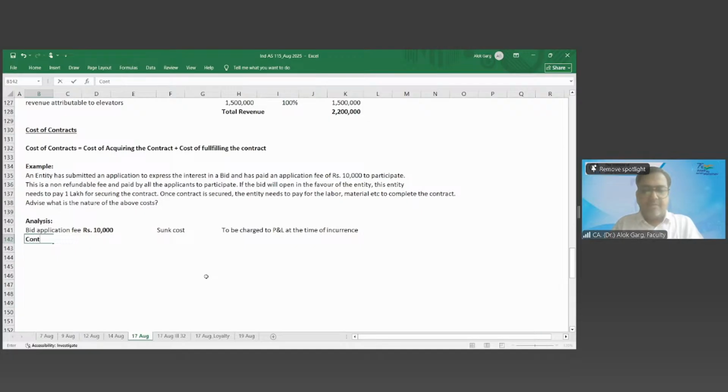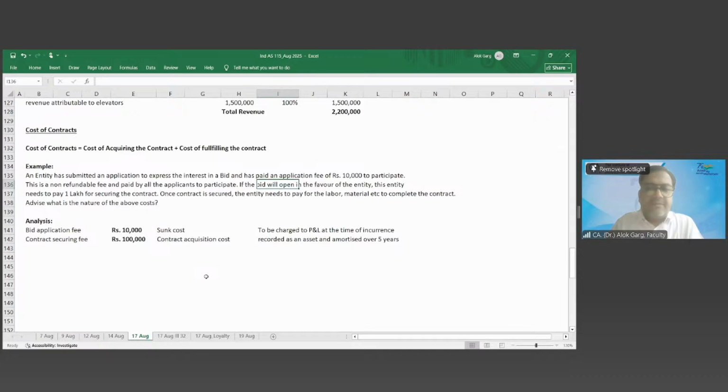The contract securing fee. Once the contract is awarded, now you have to secure the contract. What is this fee? Rupees 1 lakh. Is it a sunk cost? It's a cost of acquiring the contract, an acquisition cost. Very good. So what happens with this cost? If it is a cost of acquiring the contract, it is an incremental cost, recorded as an asset, a work in progress asset or a prepaid asset, and amortized over 5 years.